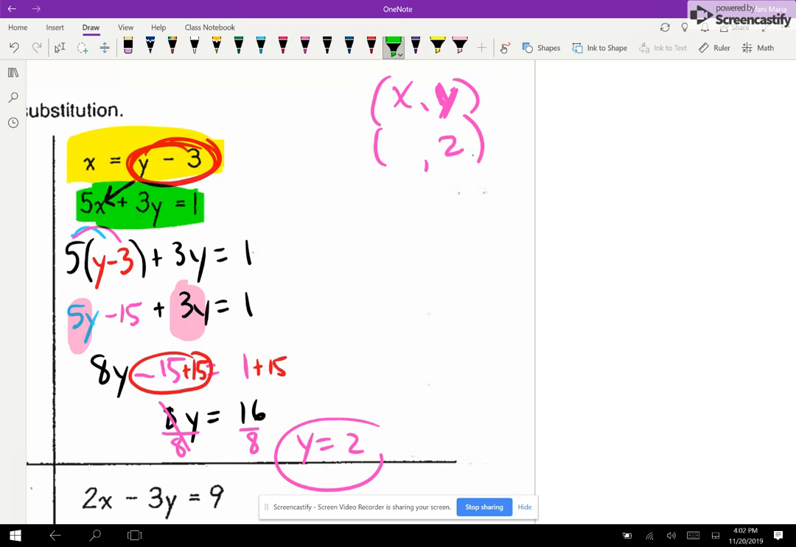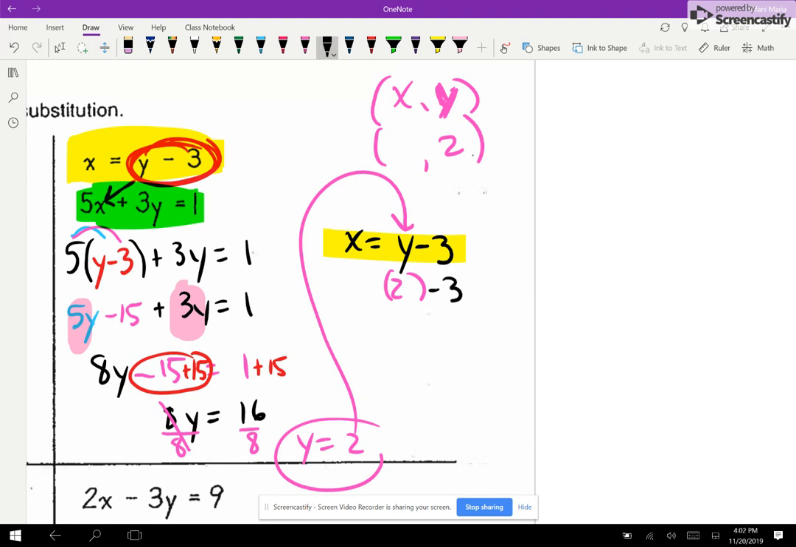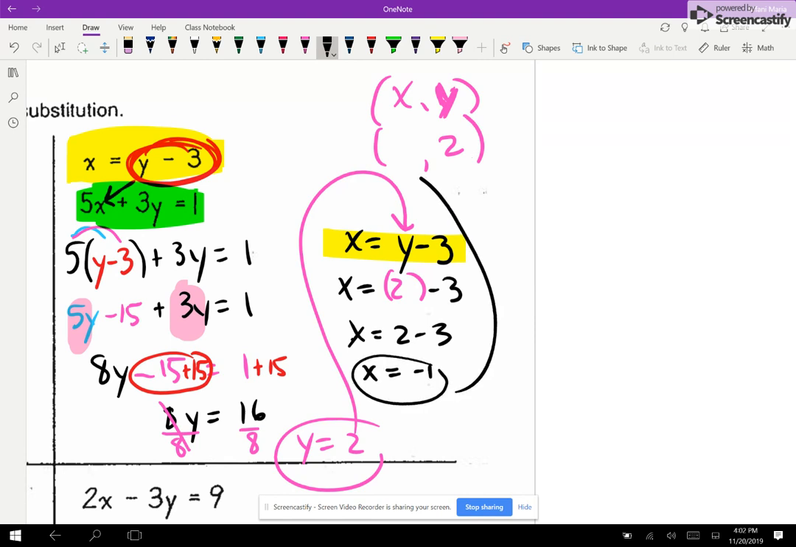And for me, that top equation, the yellow one, I'm going to just rewrite it right here. The x equals y minus 3, and I'm going to substitute in 2 here. So I'm taking this answer that I got, and I'm going to substitute it right in here. So I'm going to say 2. And then I get x equals 2 minus 3, and 2 minus 3 is negative 1. So that's my x value, and I'm going to put it right back up here. So my answer is negative 1, 2.